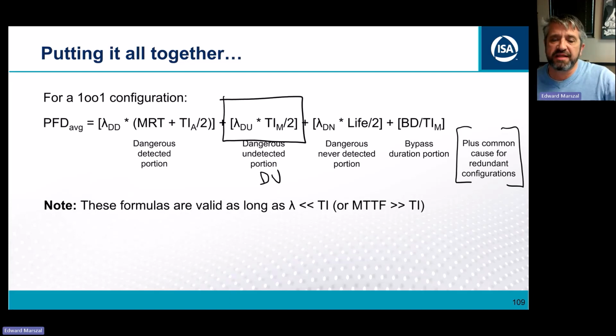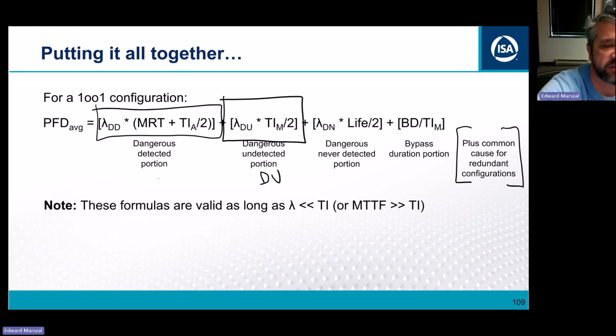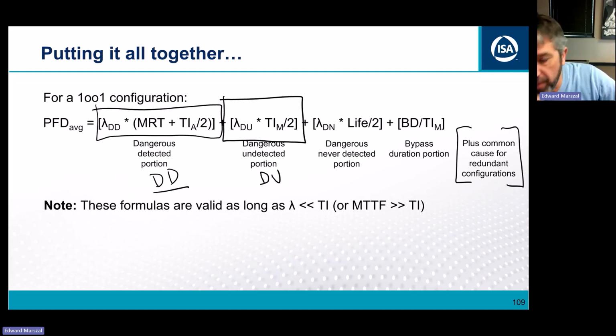The other terms that have been added include this term here, which is the dangerous detected portion, which I'll call the DD term. The reason that this term sometimes needs to be evaluated is because if you have diagnostics and you can detect that a failure has occurred, you can shut down. That means your plant is never unavailable because of a dangerous detected failure, because as soon as you know that it's present, you shut down. So there's no time you're unavailable because of a dangerous detected failure.